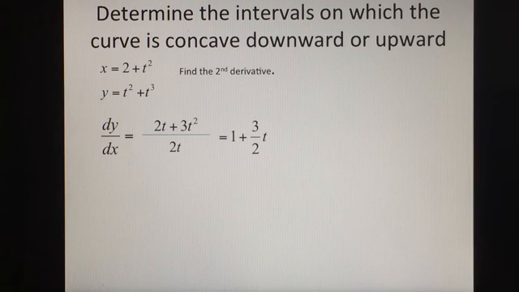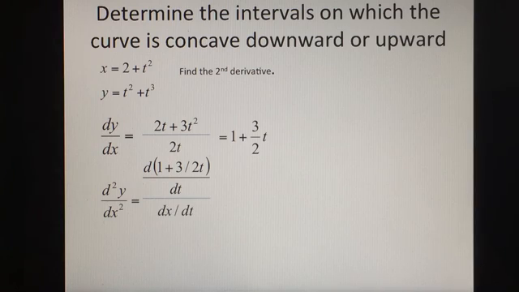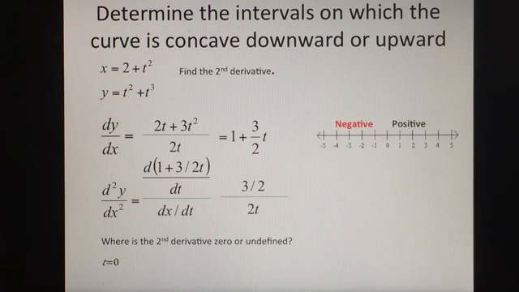Now, we can use the formula for the second derivative. So we have the second derivative is equal to the derivative in terms of t of (1 plus 3/2 t) over dx/dt, which is equal to (3/2) over 2t. Now we have to look at the second derivative. Is the second derivative 0 or undefined? t equals 0. So it's going to be concave up when t is greater than 0. It's going to be concave down when t is less than 0.